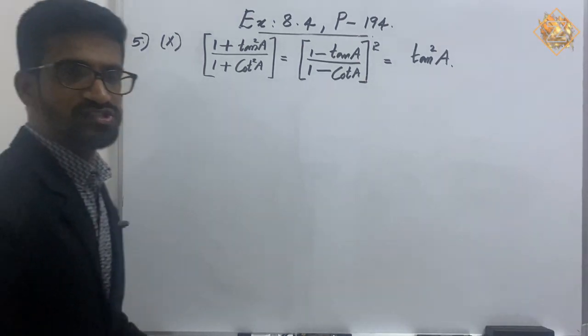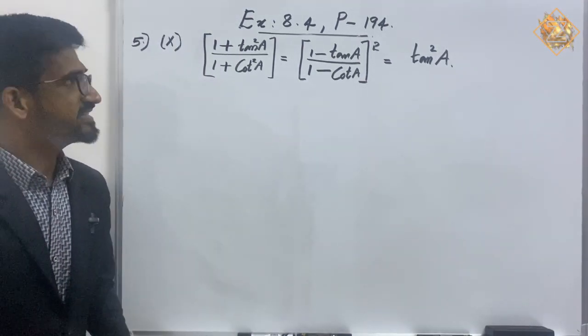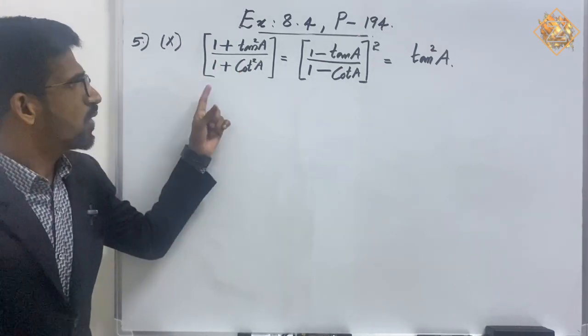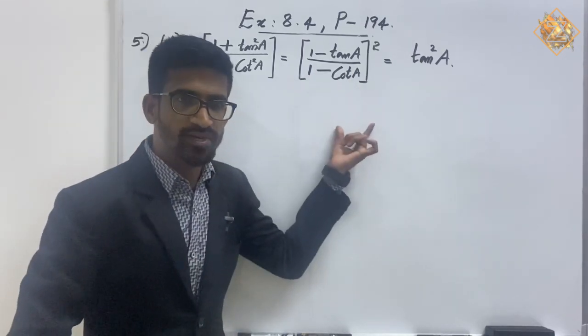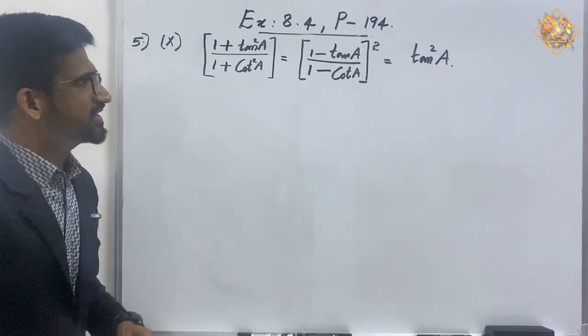Now students, please look at question number 10 of page number 194. This is the last question of this exercise. Prove that (1 + tan²A)/(1 + cot²A) = ((1 − tan A)/(1 − cot A))², that's equal to tan²A. The question is very clear.